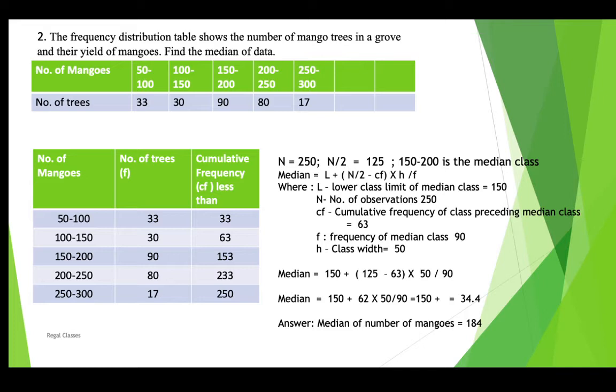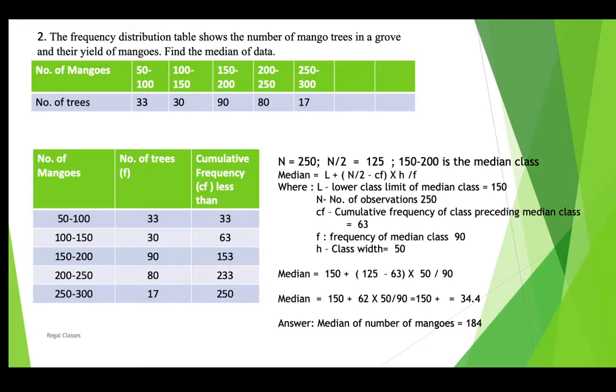So the first number you write 33, second you add this 33 with 30, the next value, and write in front of that 63. Then 63 you add to 90, it becomes 153. Then 153 add to 80, 233. 233 to 17, 250. So 250 is the total.